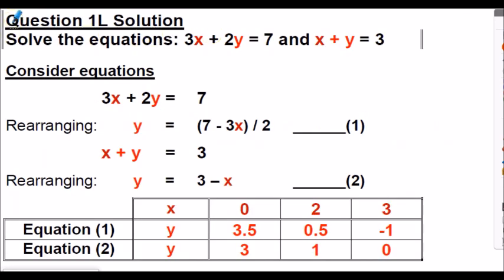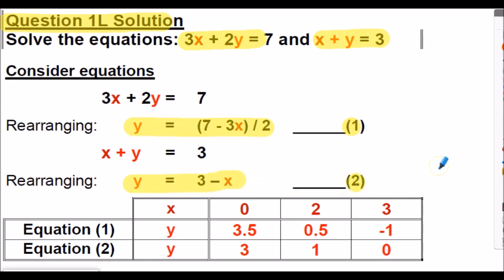Here's the solution to question 1L. We're given the two equations in the question. As previously, we need to rearrange the equations. As I've shown here, it's equation 1. Shown here is equation 2.